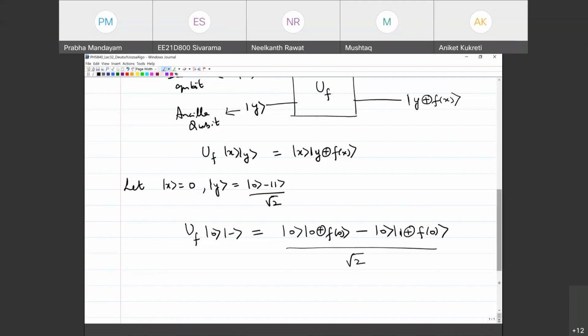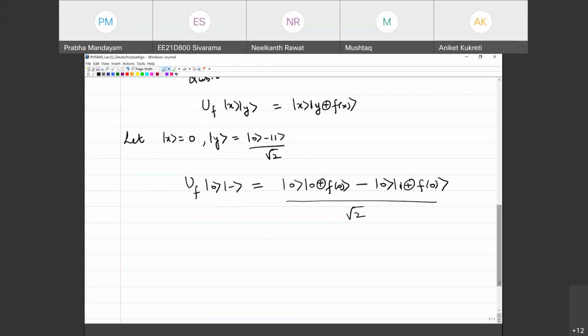Now, depending on what f of 0 is, you can see that the state can be two different states, right? So now if f of 0 is 0, so let me call this state something.